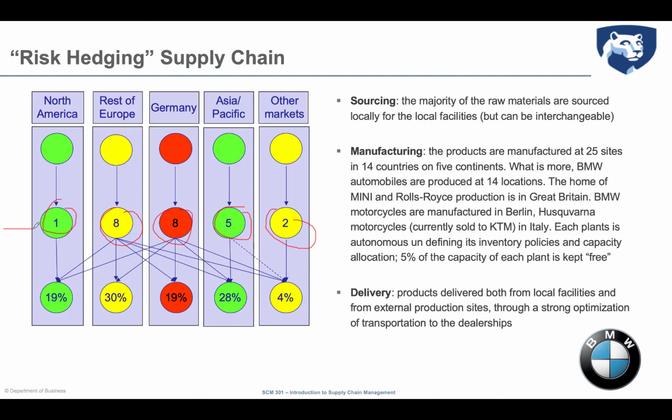So BMW has one factory here, 8 here, 8 here, 5 and 2. Okay, so you see that they back up the plant also, not only per country but also within each country, and then each plant or group of plants has its dedicated supply base. So from this you can see there is a lot of flexibility, because you have dedicated resources which can also back up each other.